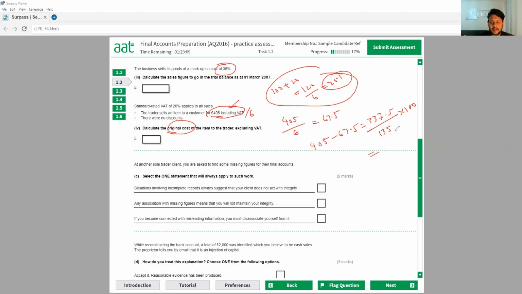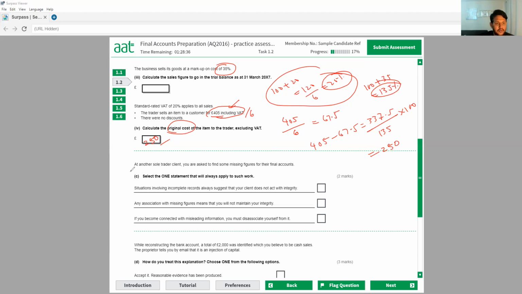Because 135 means 100 is the cost plus 35 is the profit. That's why it's 135%. So you have to go back to 100%. Dividing by 135 and times by 100 will take us back to 100, the cost. So let's do that. It will give you 250. So the original cost is 250. All right, let's move to the next one.